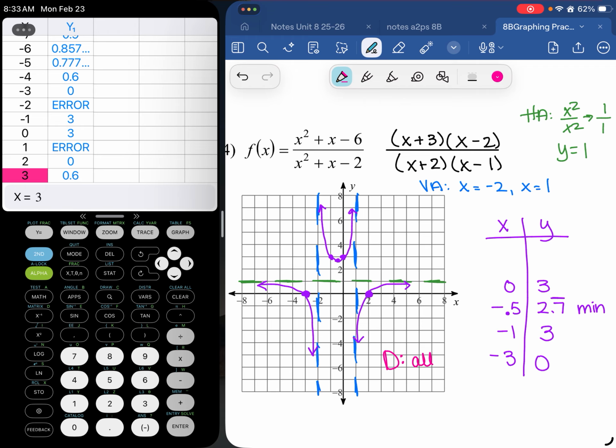All real numbers. X cannot equal -2, nor can it equal 1. Range. Once again, this is a split range. So with a split range, what we're going to do is say y and my asymptote of 1. And we're going to ask where those two curves are. They are below it, so it's going to be less than 1. And then we're going to look at that minimum. And we're going to say y is greater than or equal to 2.7 repeating.